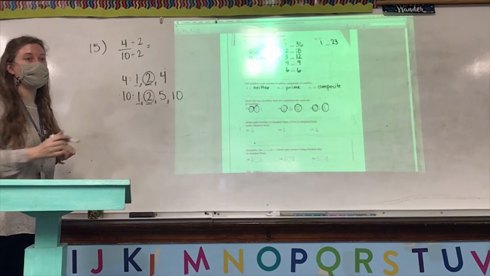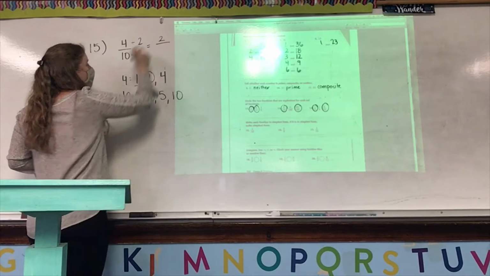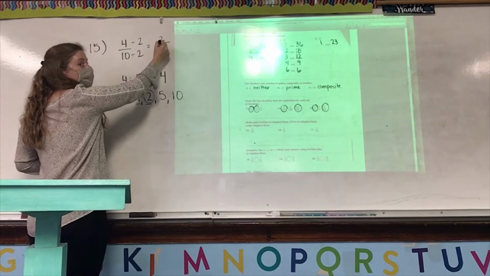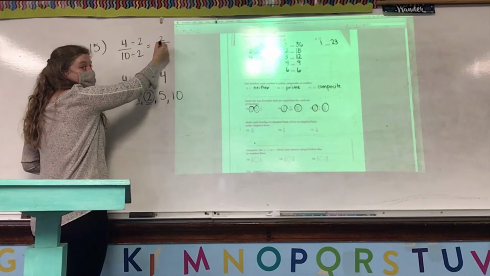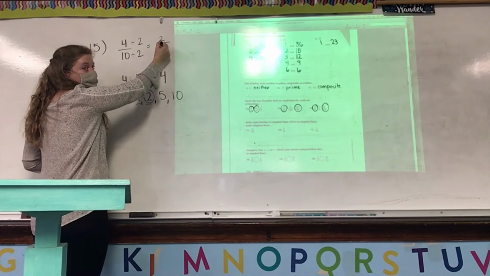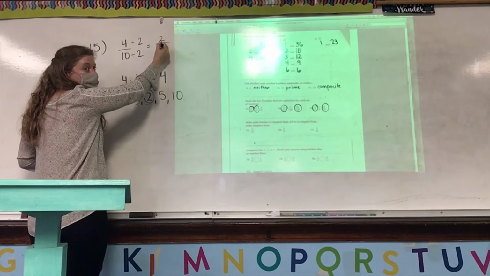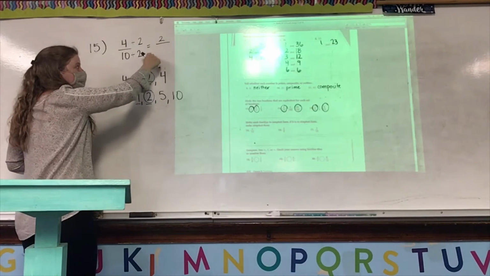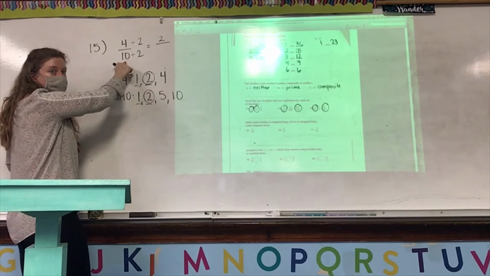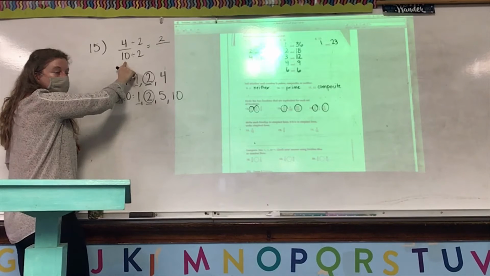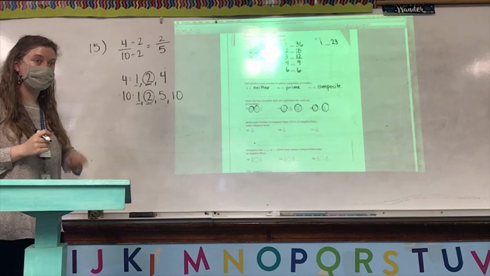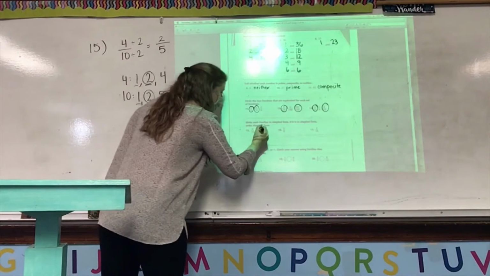4 divided by 2 is? 2. So there's our new numerator. 10 divided by 2 is? 20. 10 times 2 is 20, but 10 divided by 2 is, remember, if you need help, think of it backwards. Blank times 2 equals 10. Oh, 5. So 4/10 in simplest form is 2/5.